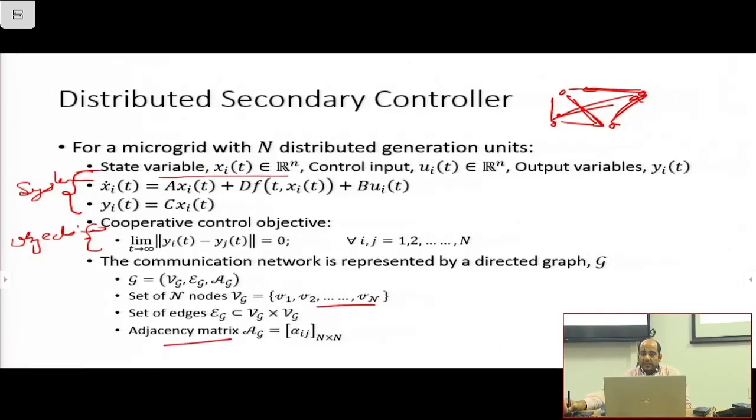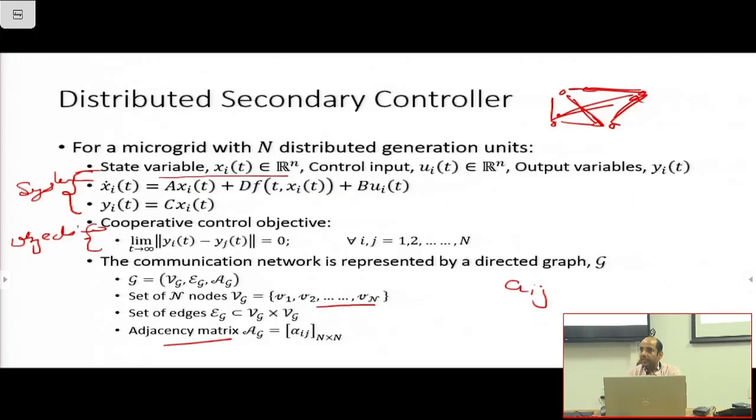Adjacency matrix represents basically Aij. For example, first is communicating with second, so A12 will be equal to 1. Let's say first is not communicating with third, so A13 will be equal to 0. So this is how you define a graph. Okay. Now what happens, through the graph, through the edges and at different nodes, you communicate all the signals as per your Aij matrix.